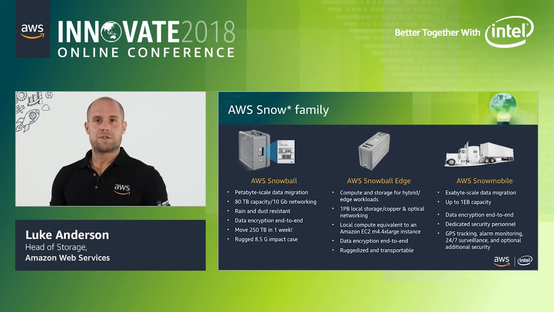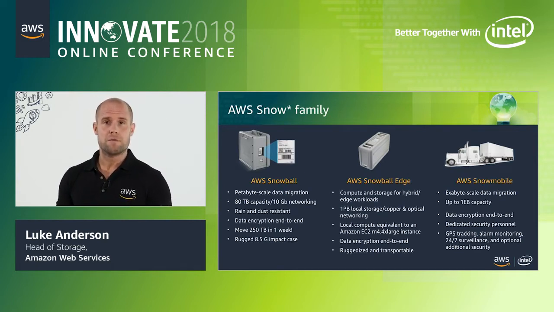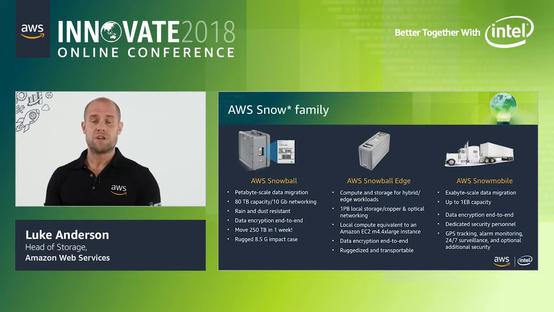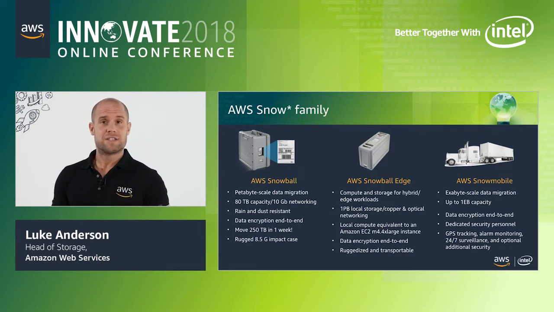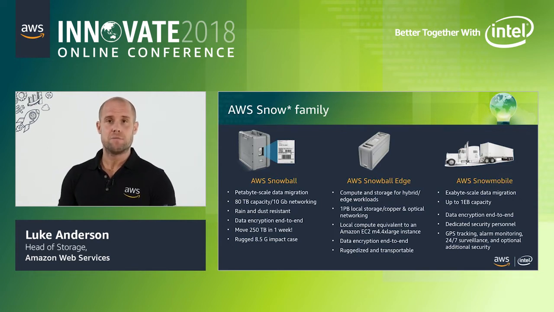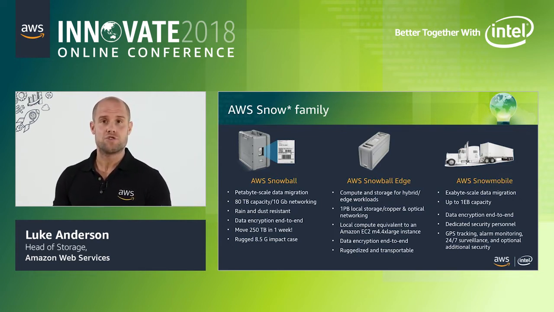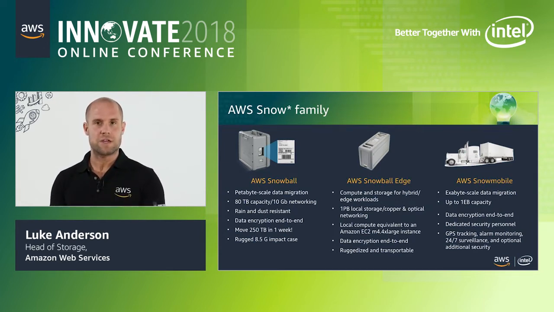The AWS Snow service is made up of the AWS Snowball, Snowball Edge, and the Snowmobile. With the AWS Snowball, you get 80 terabytes of capacity and a 10 gigabit network connection, and when you write data into the Snowball and the AWS Snowball Edge, all of that data is going to be compressed and encrypted. An important thing to note is that the encryption key doesn't travel with the device, so that means you keep control of the security of the data.